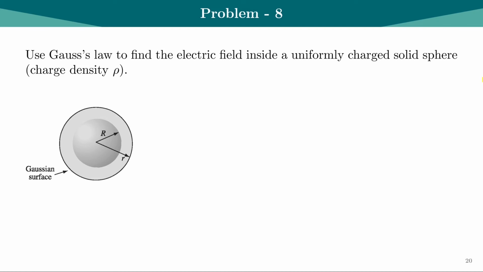In problem number 8, we have to use Gauss's law to find the electric field inside a uniformly charged solid sphere having charge density rho. Remember, dq and rho are related as dq equal to rho times d tau. Now, according to Gauss's law, we have the integral of E dot dA as equal to E times 4 pi r squared, which is equal to 1 over epsilon 0 times Q enclosed.